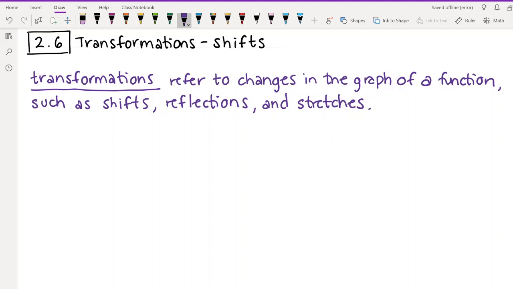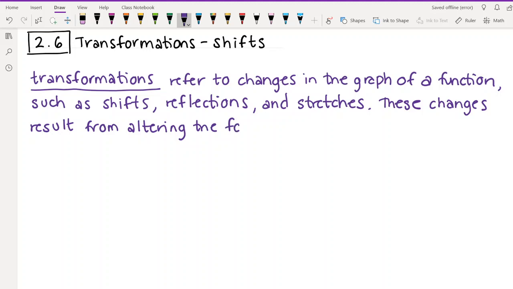And so how are these changes in the graph related to changes in the formula? Well, depending on what kind of changes you're making to a formula for a function, that will tell you what the corresponding change in the graph will be. So these changes basically are the result from altering the formula of a function.